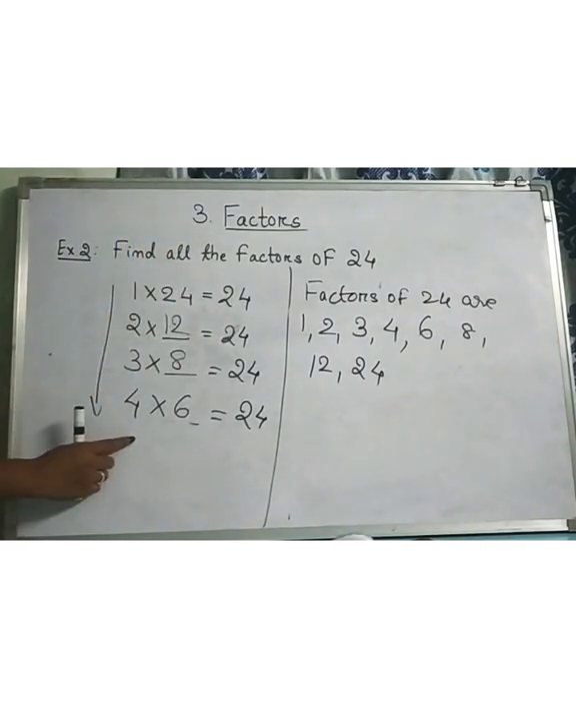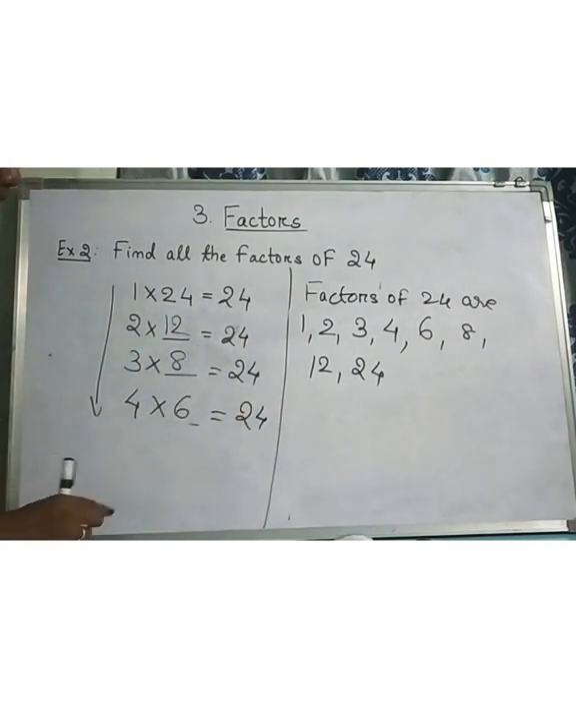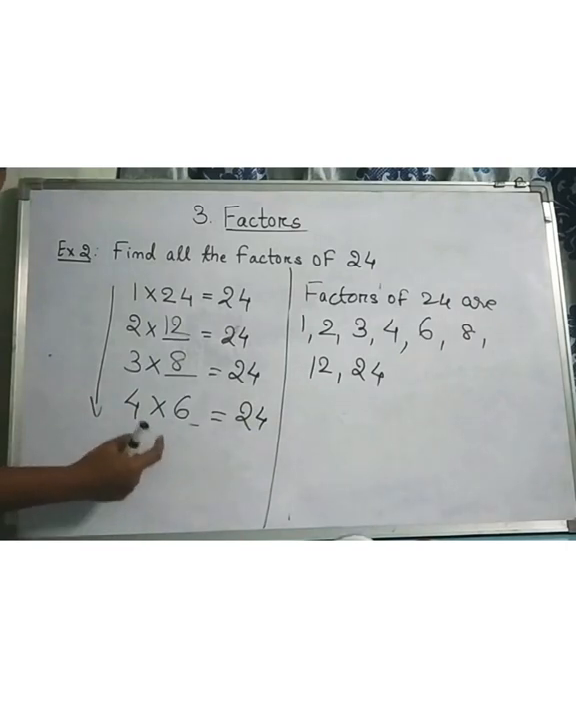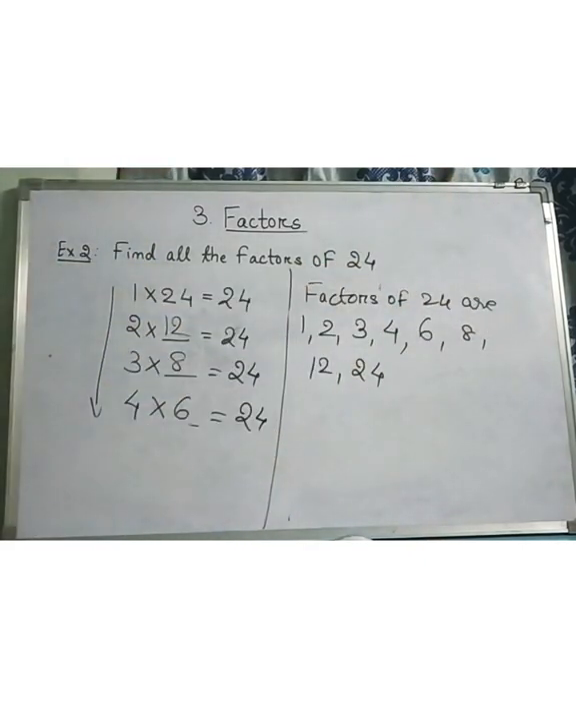This point is very necessary. Whenever you find factors of any number, if there is repetition of any number while multiplying, you need to stop at that point. You need to stop and then write the factors of the number. Do not repeat.